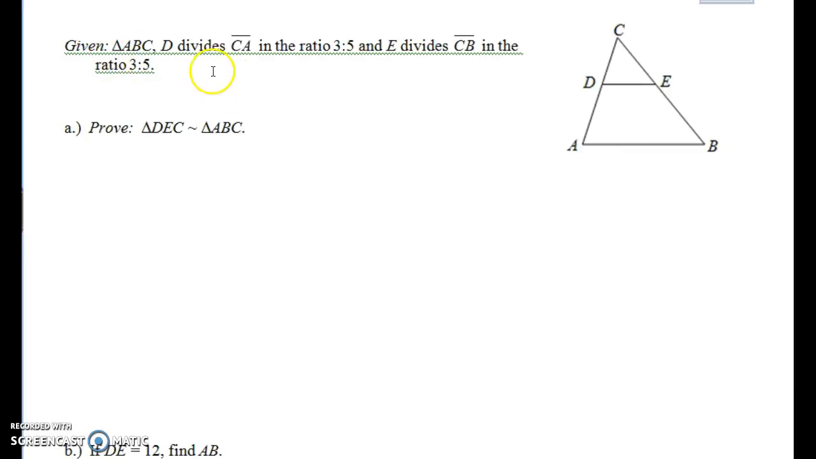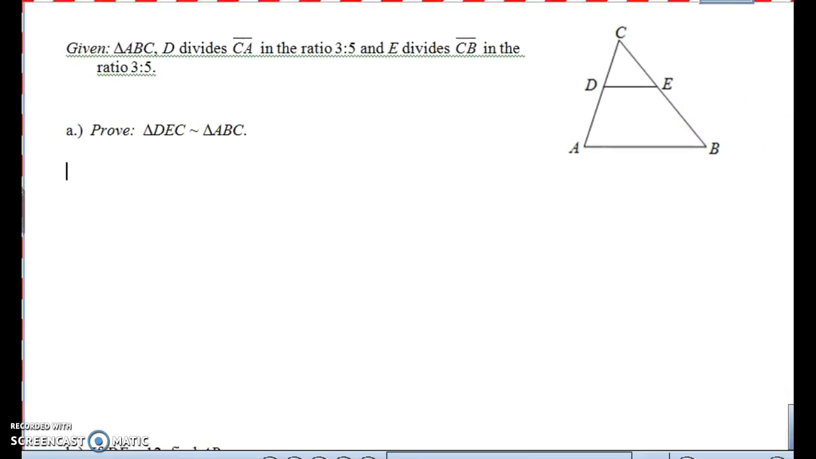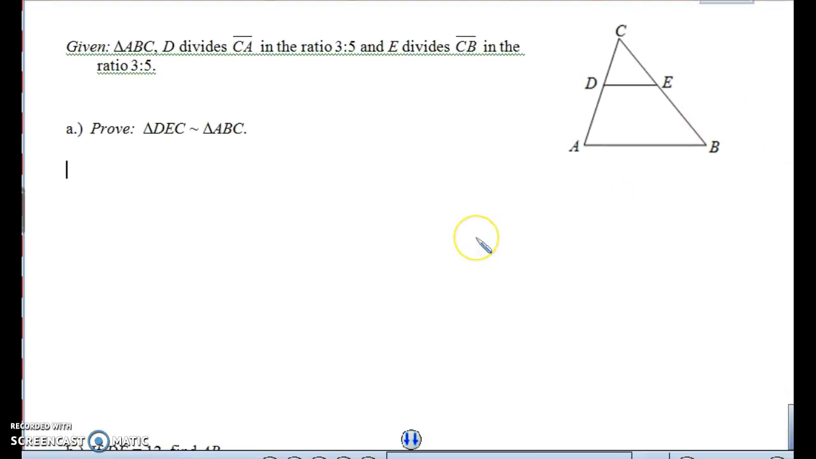Given triangle ABC, D divides CA in the ratio of 3 to 5, and E divides CB in the ratio of 3 to 5. So what's happening here is when we put D and E on this side of the triangle, this piece and this piece would be in the ratio of 3 to 5, and this piece and this piece would also be in the ratio of 3 to 5.